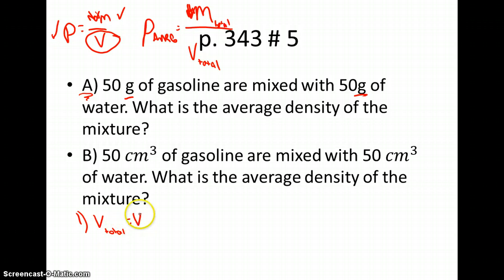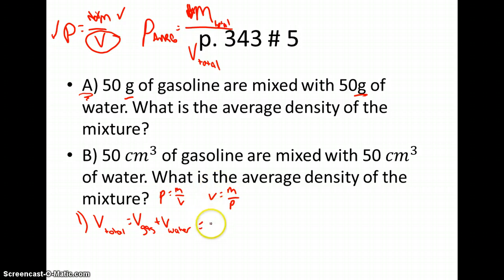Part 1 of A, we're going to say that the V total is equal to the volume of gas that I've been given plus the volume of water that I've been given. And when I rearrange the density equals mass divided by volume, to find volume, I'm just going to use mass divided by the density. And so that's what I'm going to come down here and do.